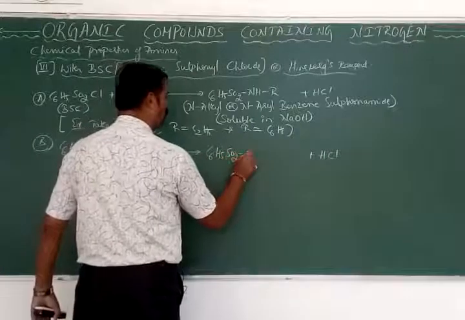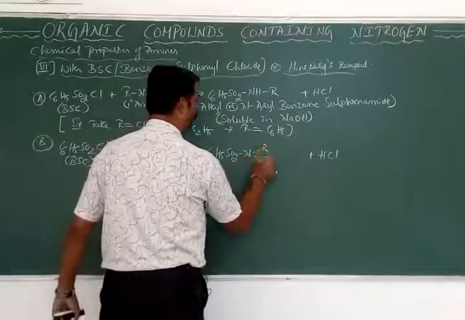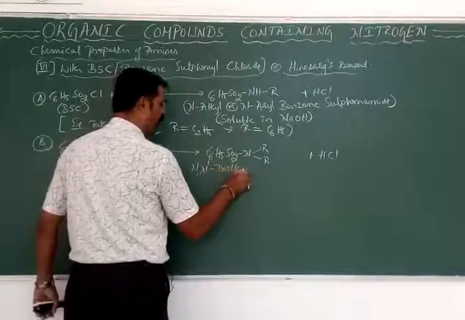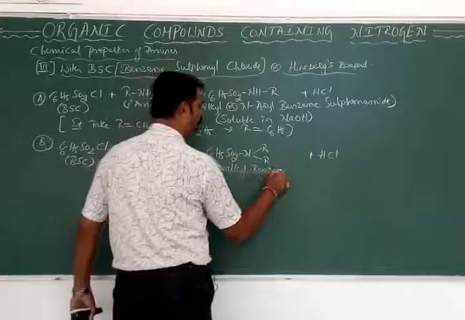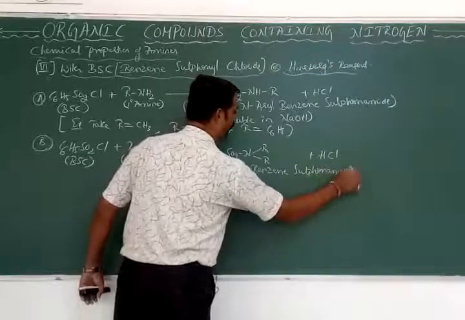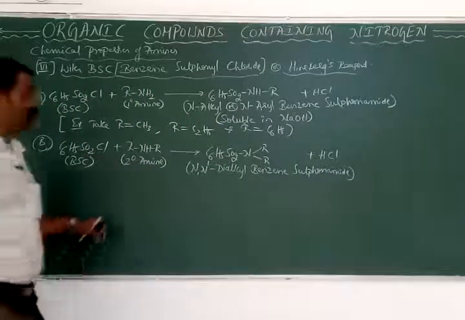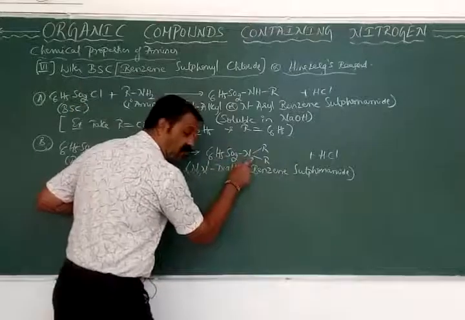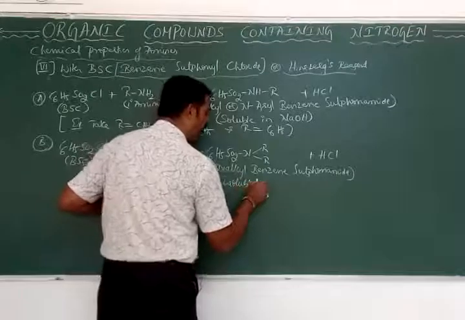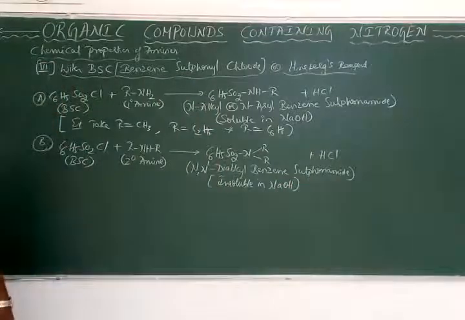C6H5SO2NR2. Not H here, H has been removed here. R and then R. This is called N,N-dialkyl benzene sulfonamide. But here, as it doesn't contain the active hydrogen, therefore it is insoluble in excess of which one? NaOH. Insoluble in excess of NaOH.